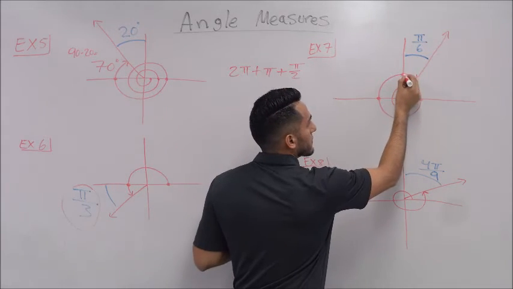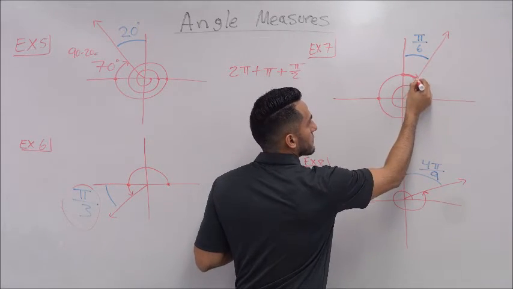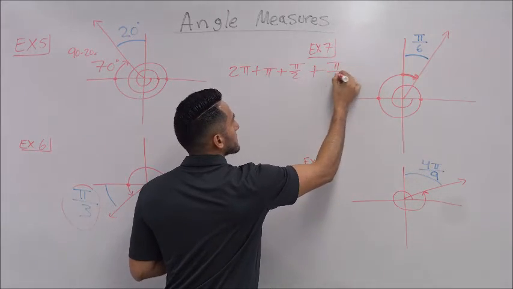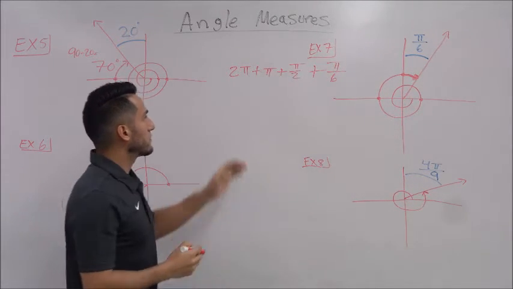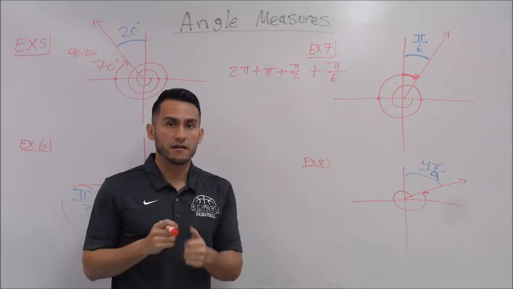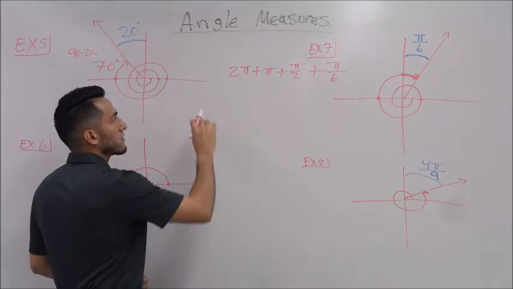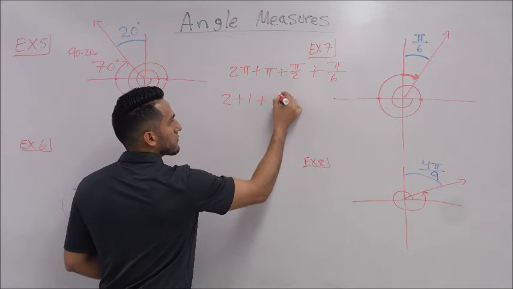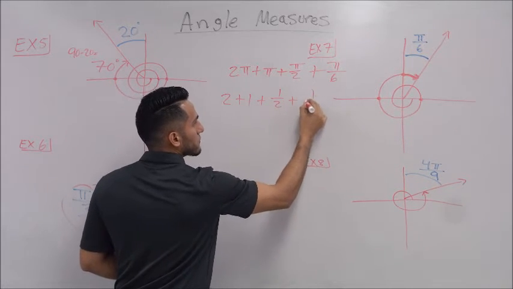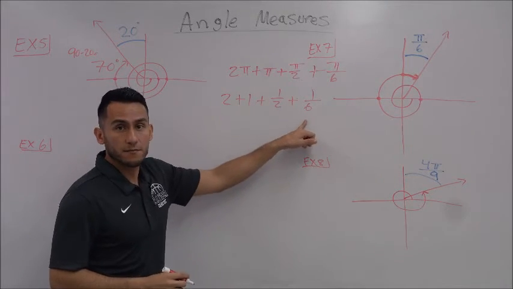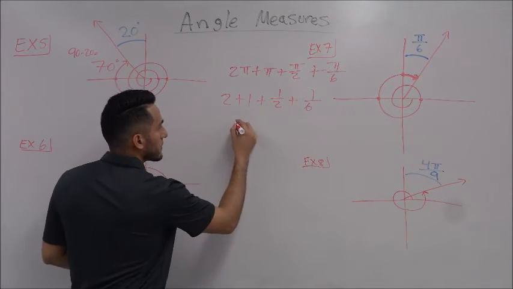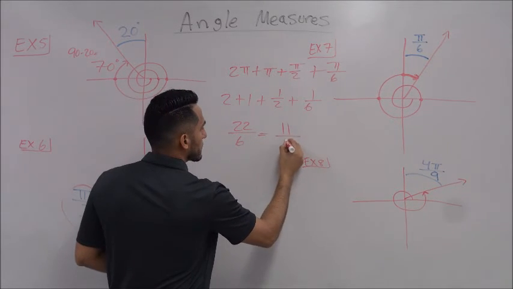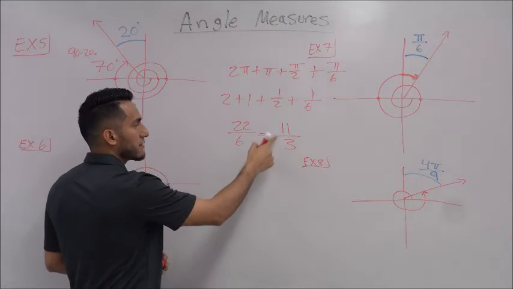And then we have to add this extra piece that we're given. This extra piece is pi over 6, so we're going to add pi over 6. So again, you're going to plug this into your calculator by adding them all up. If you want to add this in your calculator, all you're going to do is get 2 plus 1 plus 1 over 2 plus 1 over 6. So when you add this up, this is going to be 22 over 6, which is the same as 11 over 3. So your calculator should give you this.